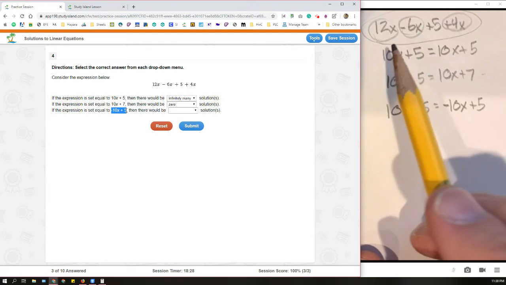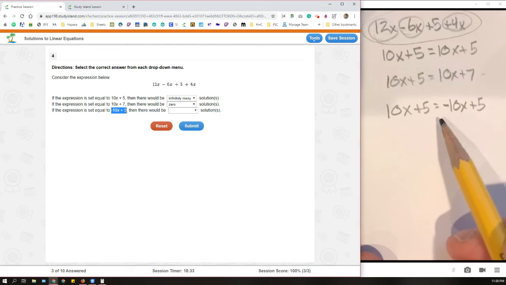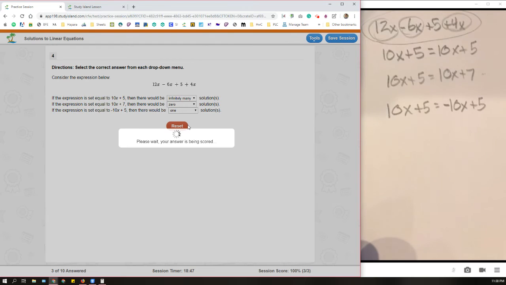So notice in the first two, it's positive 10x on both sides. They're going to cancel each other out, but these don't. So this will have one solution. I don't even actually have to find what that solution is. I know there's going to be one. Anytime the x's don't cancel each other out, there will be one solution, and that's it. So we're done with this problem.